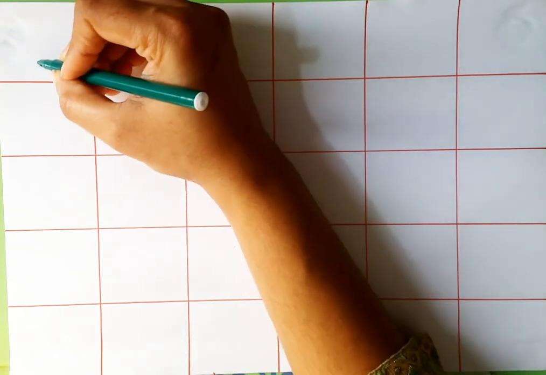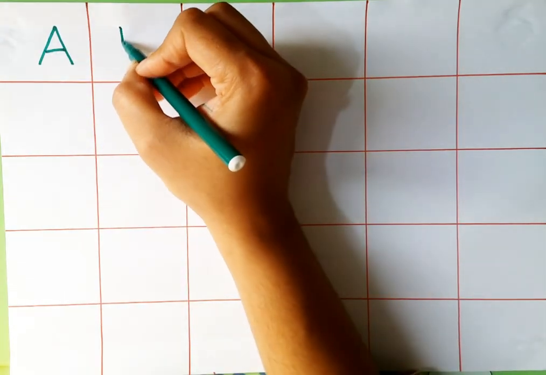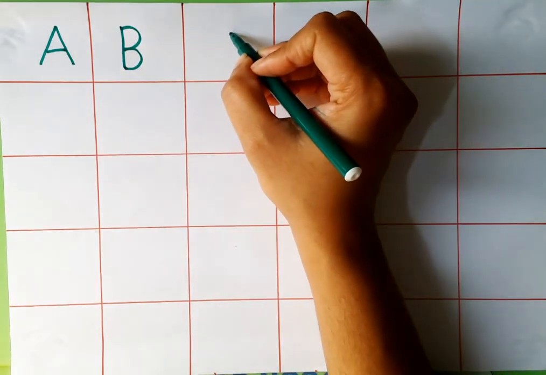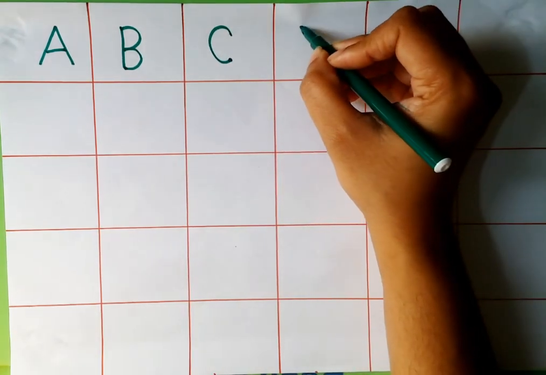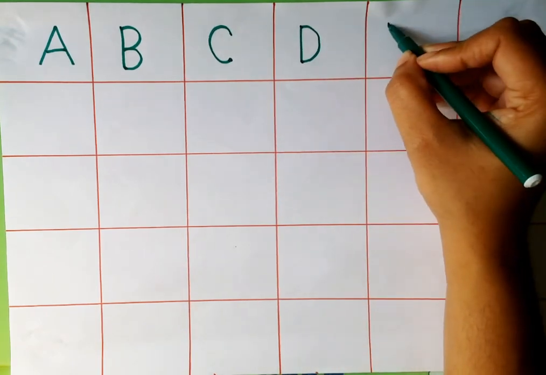Green color. A for apple. B for ball. C for cat. D for dog.